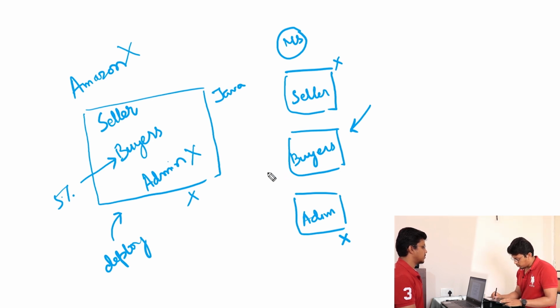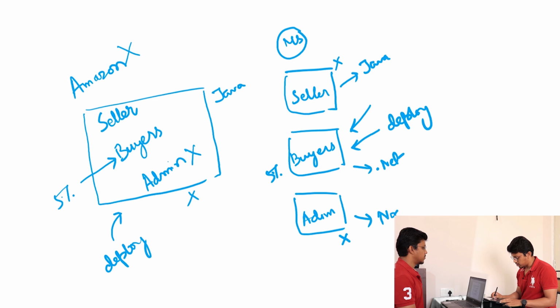And if suppose I want to change something in seller, like I want to deploy, I just go and deploy this application. And the seller may be written in Java, it may be written in .NET, it may be written in Node.js.